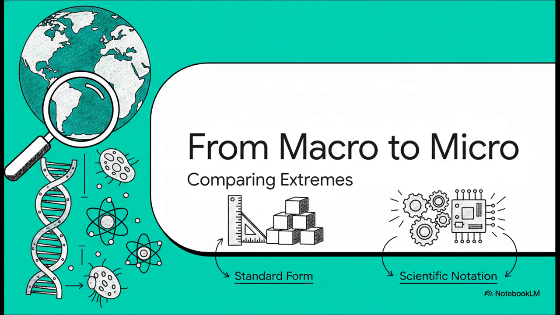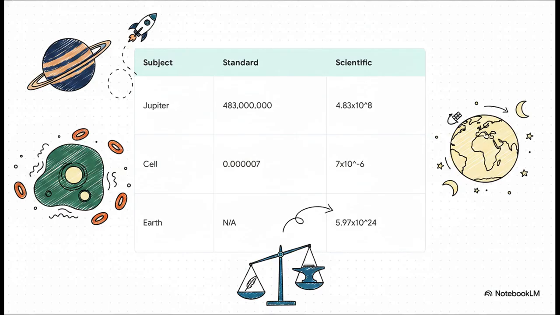Moving right along to Section 3, from macro to micro. What's really fascinating here is how easily we can compare totally different scales using this one format. We already talked about Jupiter, but think about the diameter of a red blood cell. In standard form, it's a messy, confusing decimal. But in scientific notation, it's an elegant 7 times 10 to the negative 6th power meters.